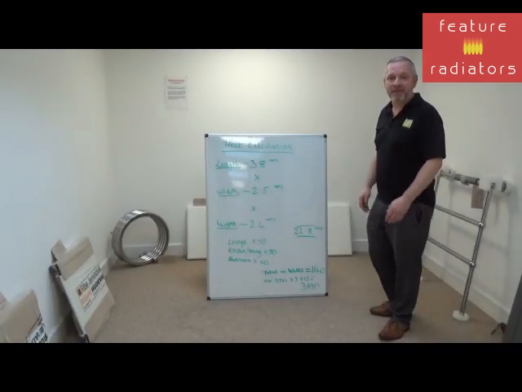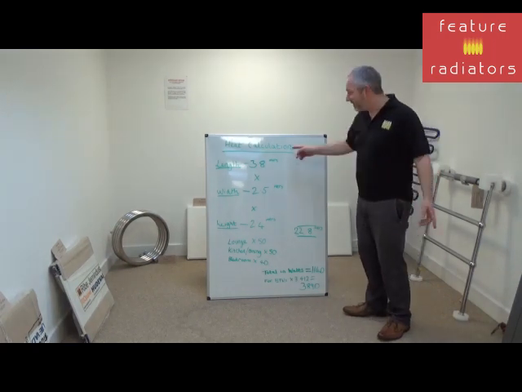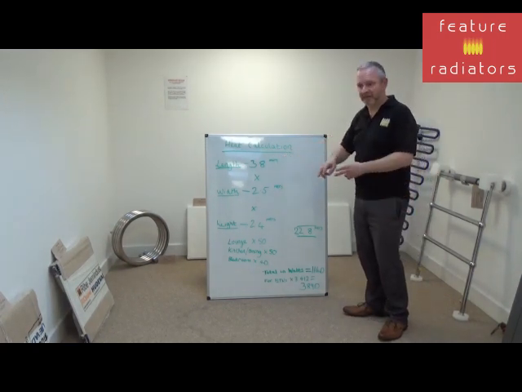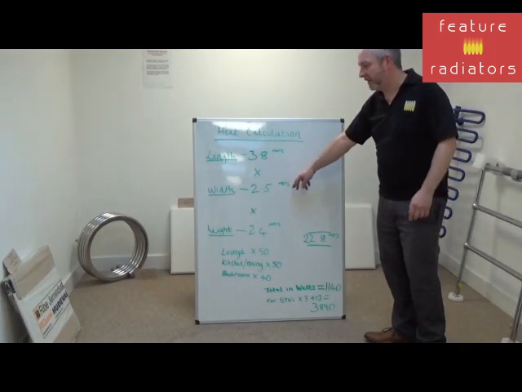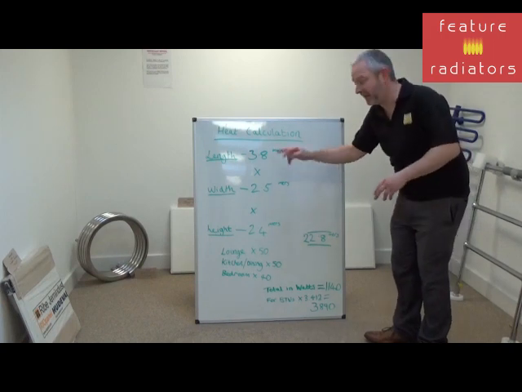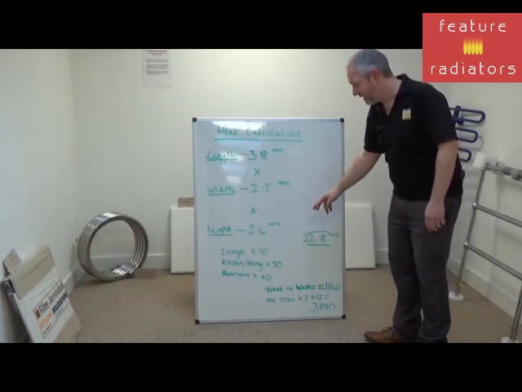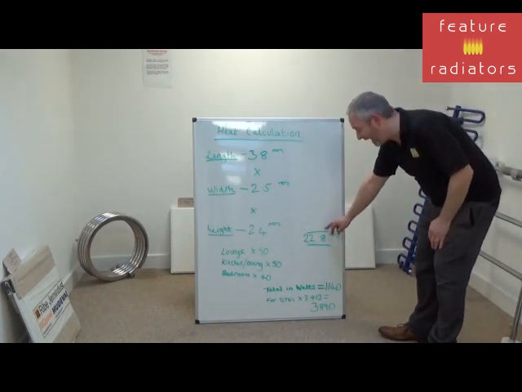Right, so just to recap everything so we're clear. So what we've done is we've measured the length of the room at 3.8 metres, so that's the longest side. The width of the room at 2.5 metres, so wall to wall. And then the height of the room from floor to ceiling at 2.4 metres. So from that we get the cubic metres, which is 22.8.